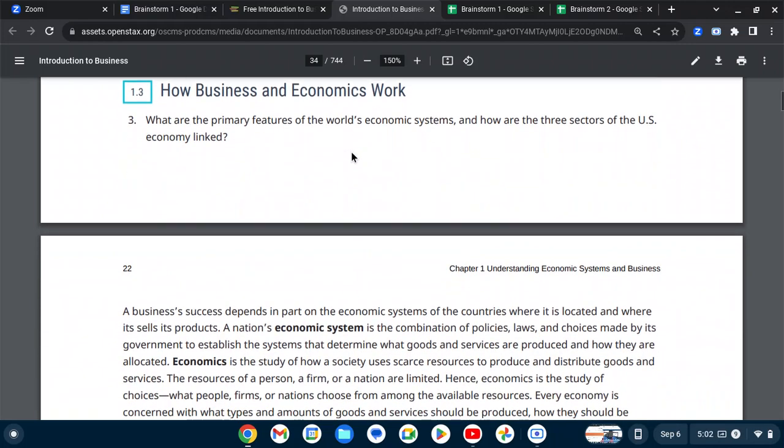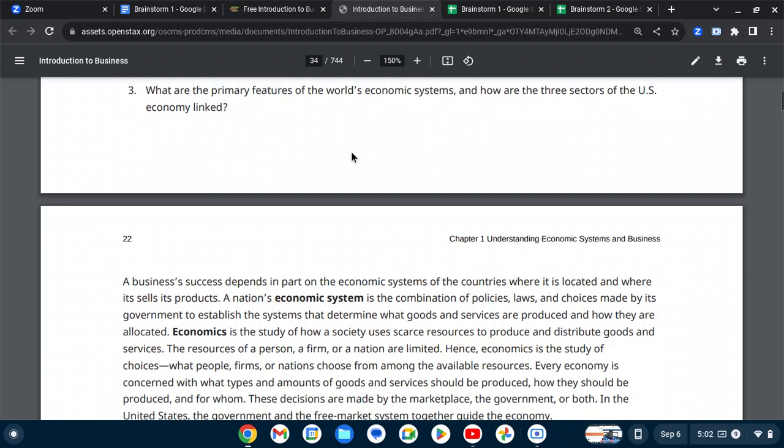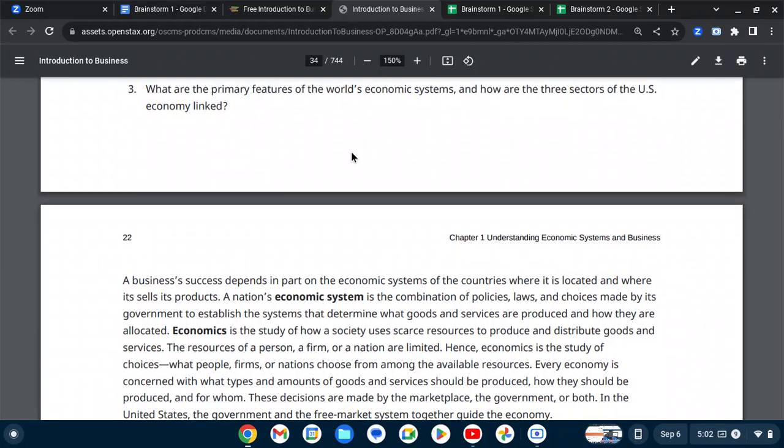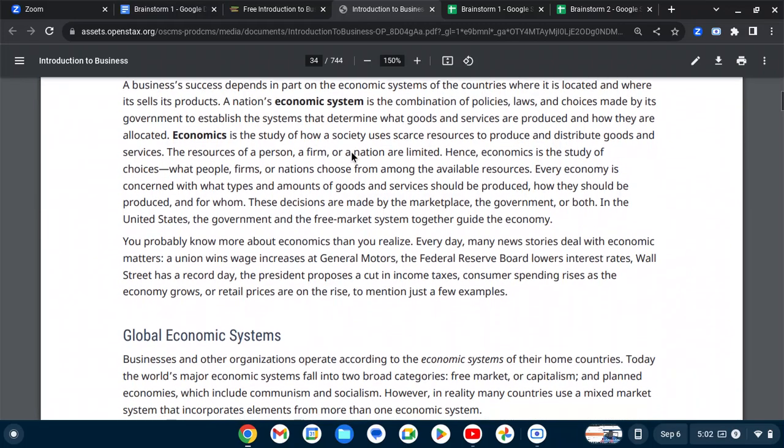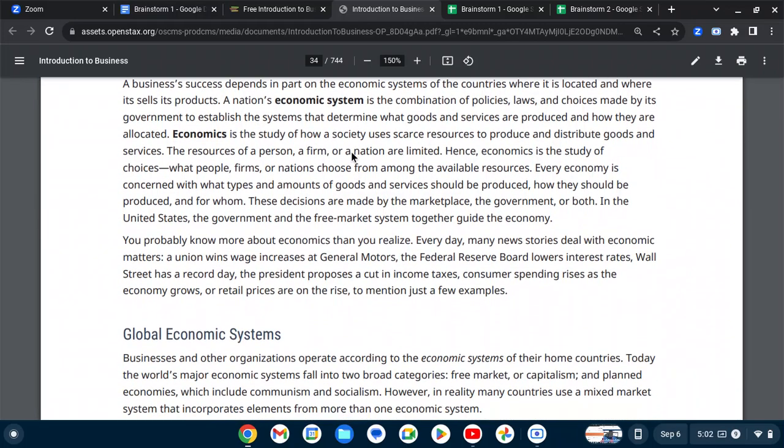1.3. How business and economics work. What are the primary features of the world's economic systems, and how are the three sectors of the U.S. economy linked? A business's success depends in part on the economic systems of the countries where it is located and where it sells its products. A nation's economic system is the combination of policies, laws, and choices made by its government to establish the systems that determine what goods and services are produced and how they are allocated.